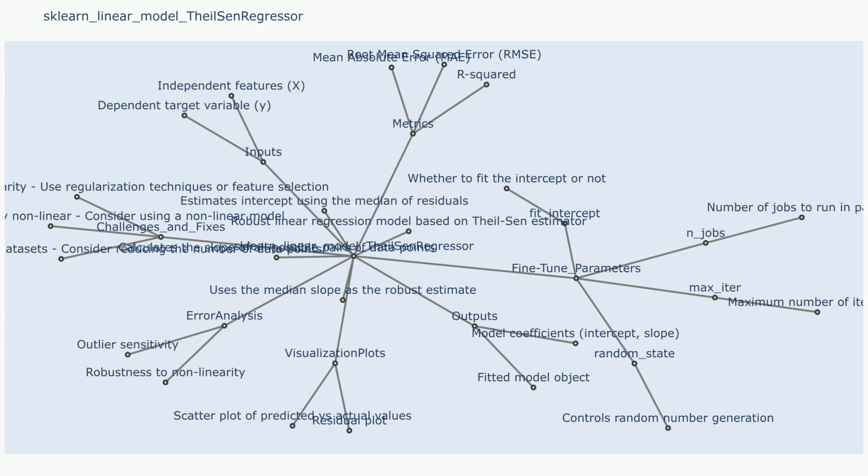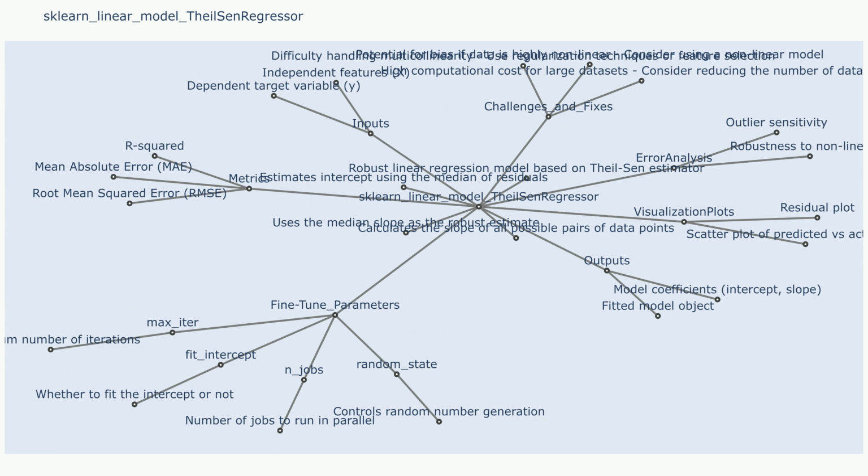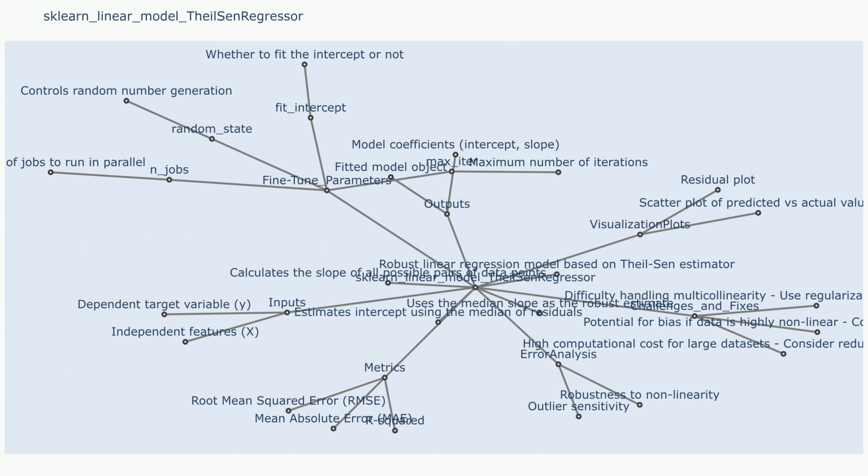the fitted line. Residual plot plots the difference between the predicted and actual values to check for patterns that indicate model misspecification. Fine-tune parameters. Fit intercept: a Boolean parameter that determines whether to include an intercept term in the model. Random state: an integer or None, used to control the random number generator for shuffling the data.